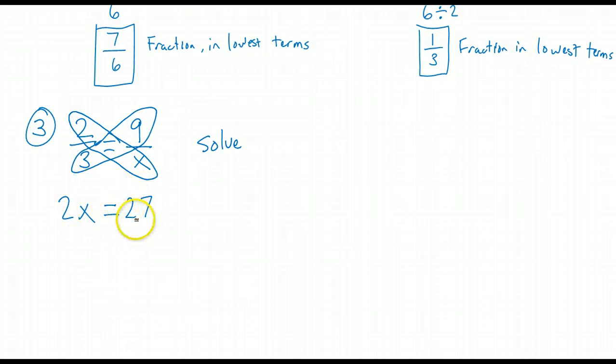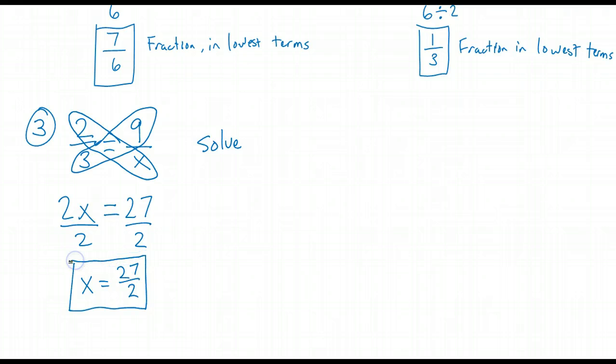Once I've cross multiplied, now I need to solve for x. In this case, x is being multiplied by 2. To undo being multiplied by 2, I'm going to divide by 2. This 2 and this 2 will cancel. I'm left with x equals 27 halves. I'm going to leave my answer as 27 halves. I don't want to write it as a mixed number or as a decimal. I want to keep my answer as a fraction in lowest terms. And I know it's in lowest terms because the only numbers that divide 2 are 2 and 1, and neither of those is a multiple of 27.